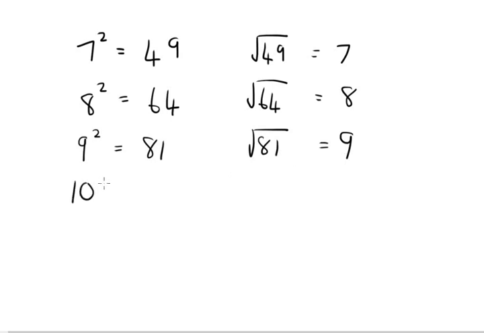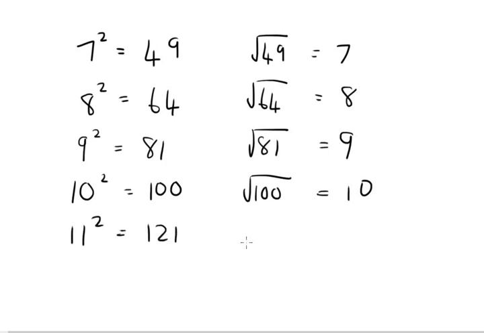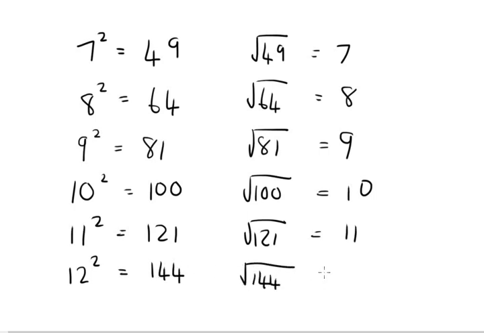We all know 10 squared is equal to 100. Square root of 100 is equal to 10. 11 squared is equal to 121. Square root of 121 is equal to 11. And finally we've got 12 squared is equal to 144. And the square root of 144 is equal to 12. Okay, so as an exercise, please learn that.